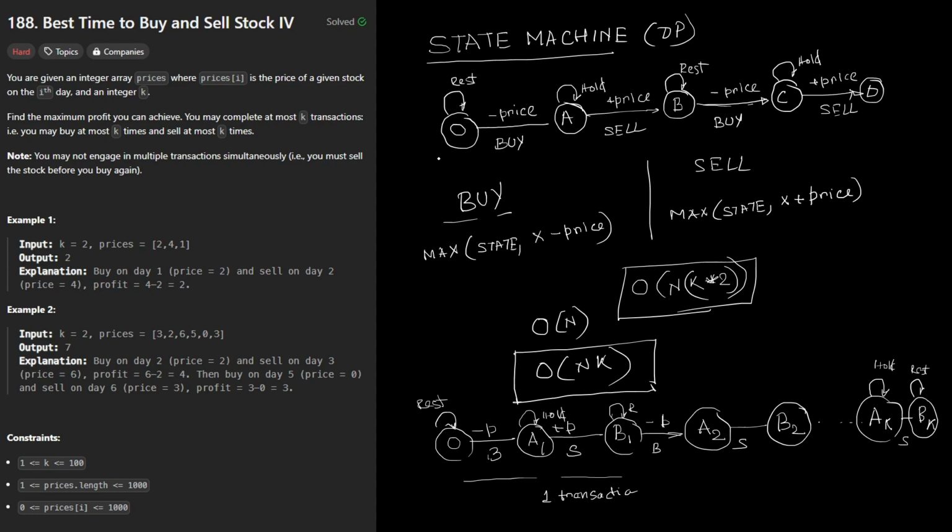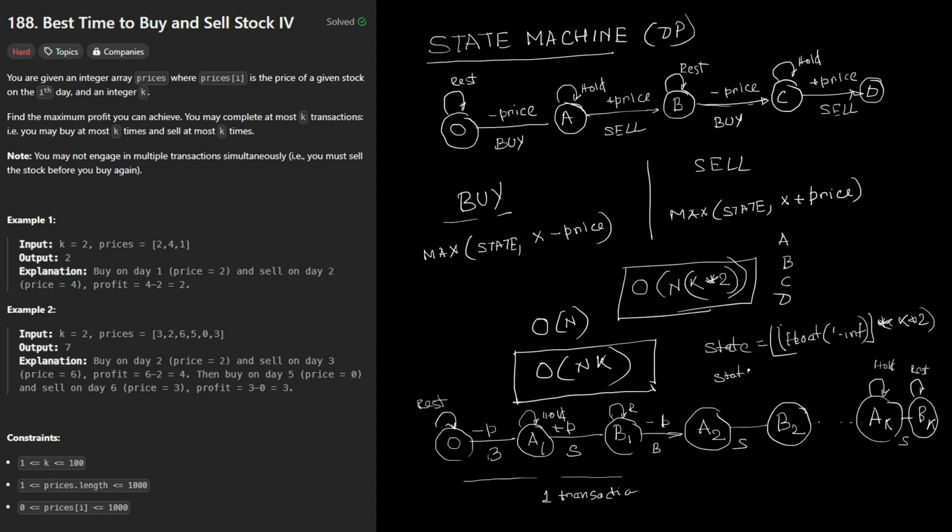The only difference between the previous problem and this one is that in the previous problem we had 2 transactions, here we have k transactions. In the earlier problem we solved using 4 states, a, b, c, d, denoting the 2 transactions. Here, with k transactions, we can say state equals float minus infinity multiplied by k into 2. That would be the idea, and this is going to create an array.